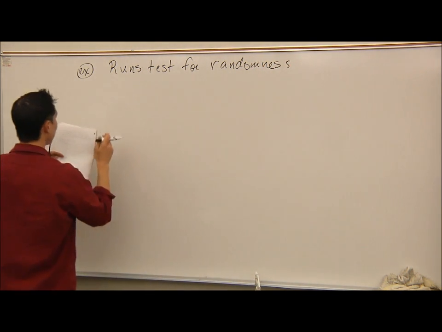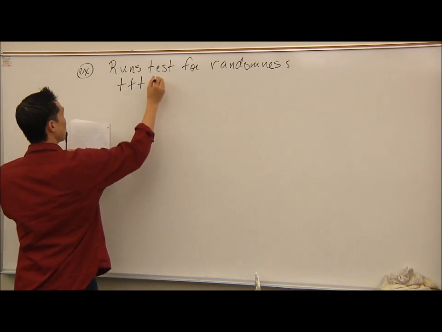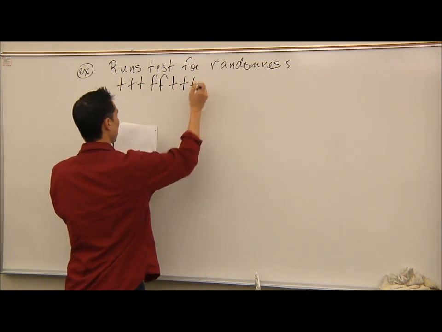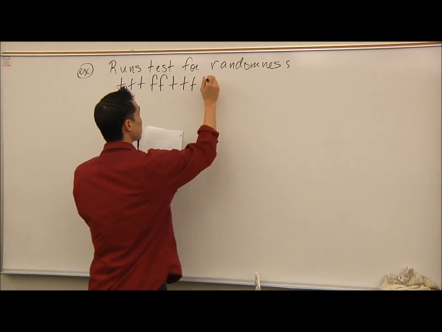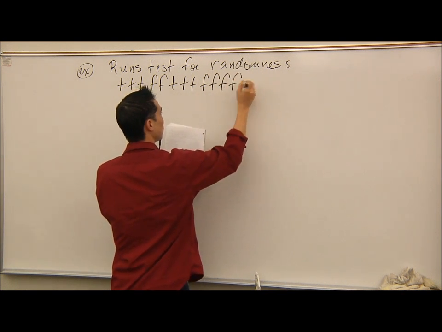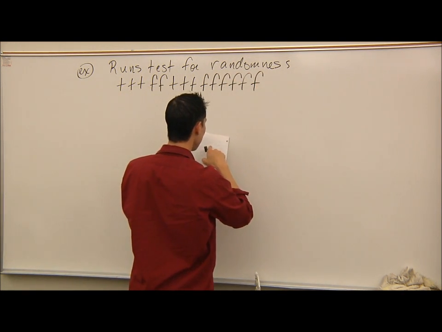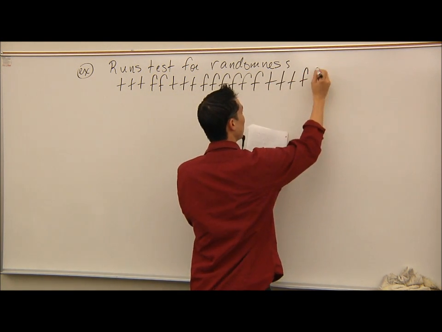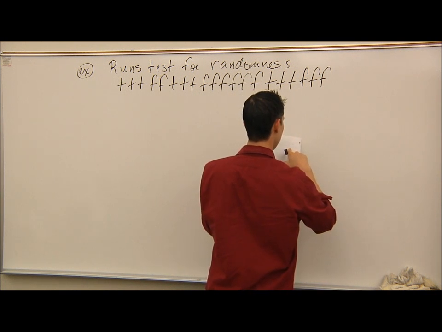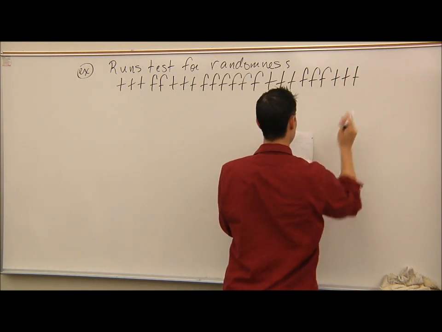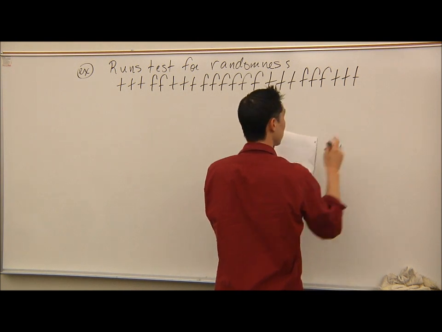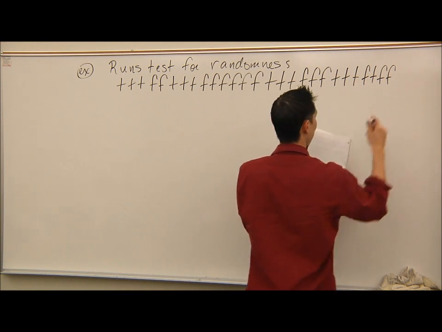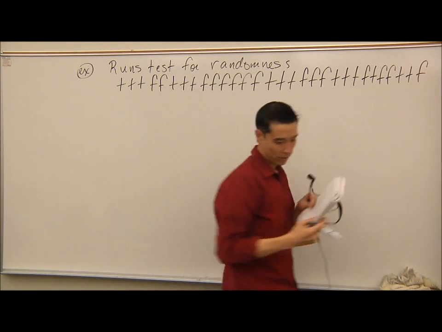Okay, so here we go. True, true, true, false, false. True, true, true. 1, 2, 3, 4, 5, 6 falses in a row. Then 3 trues. Then 3 falses. Then 3 trues. Then false, true, false, false. Then true, true, false.